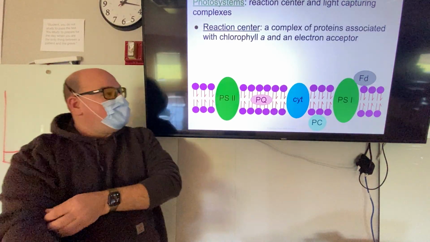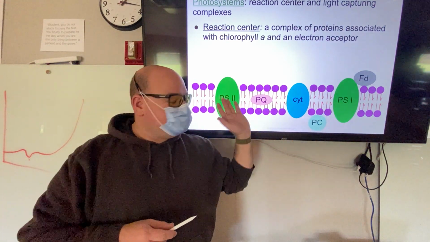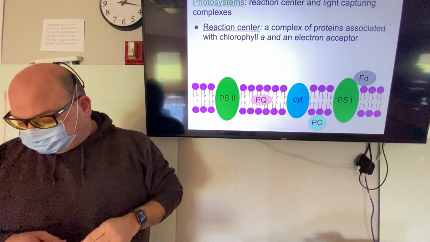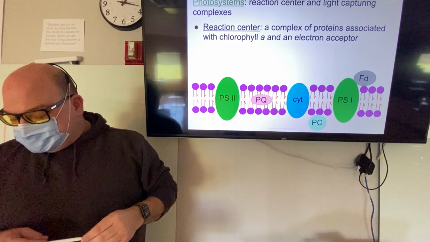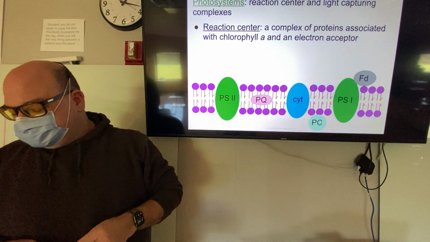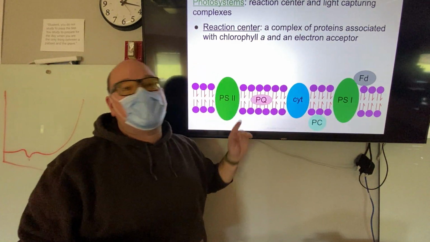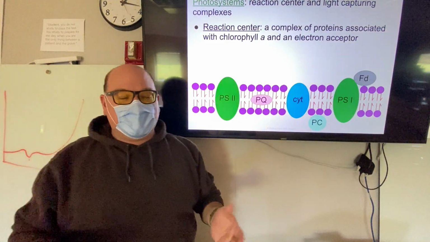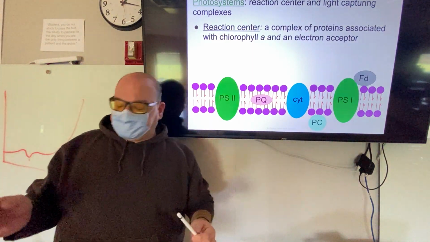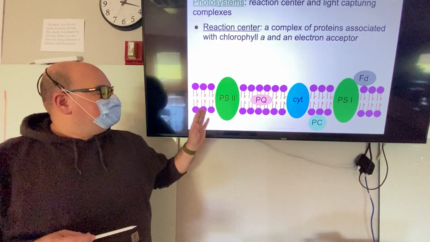And so what's going on inside of PS1 and PS2 are chlorophylls and electron acceptors. Okay, so I'm going to zoom in on these in a little bit. They're going to be boxes because those are easy to draw with the basic graphics tools in these lectures. So let's take a look.